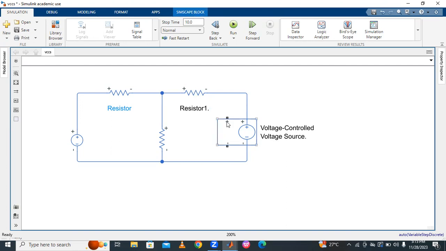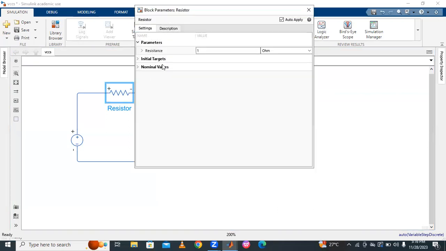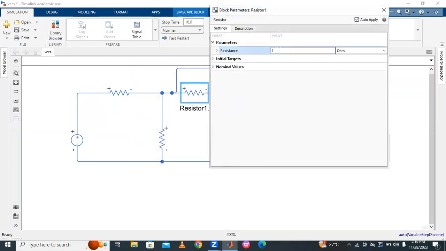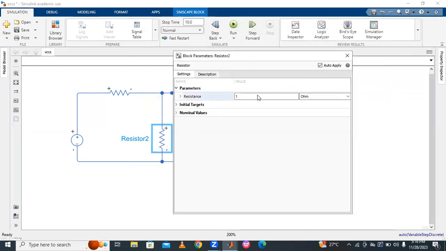So how to connect: positive to positive and negative to negative like this, exactly in parallel. In this way we have to connect. This depends upon this resistor, so change the resistance. For example, 10 ohms. Here also I'm changing the resistance to 10 ohms, and here also 10 ohms.